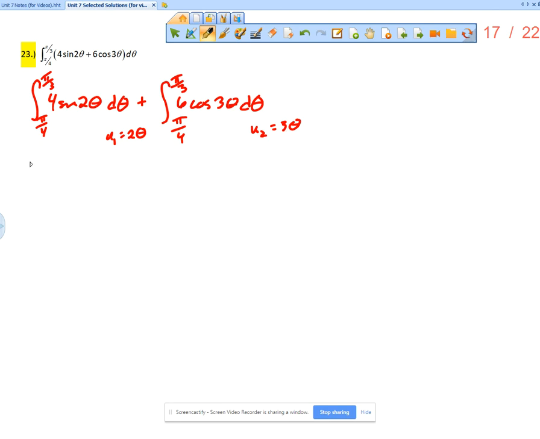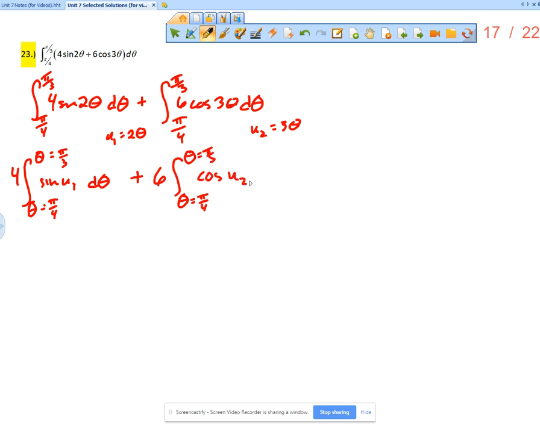When I make that substitution, I'm going to get theta equals pi over 4 to theta equals pi over 3. I'm going to bring the 4 in front, and then I have the sine of u sub 1 d theta. And then plus, I'm going to bring the 6 out front over here, and I have the integral from theta equals pi over 4 to theta equals pi over 3 of the cosine of u sub 2 d theta.